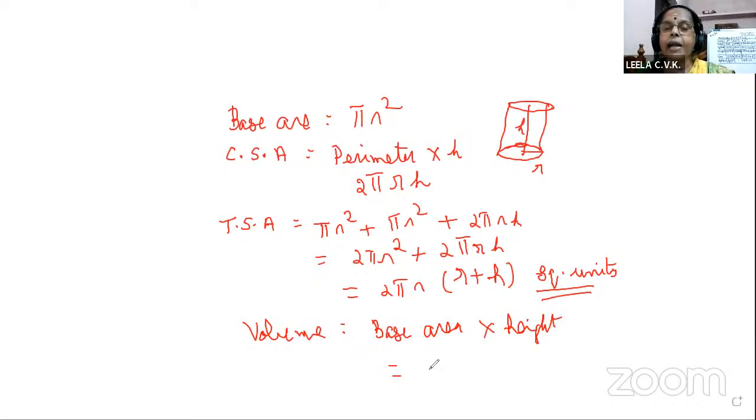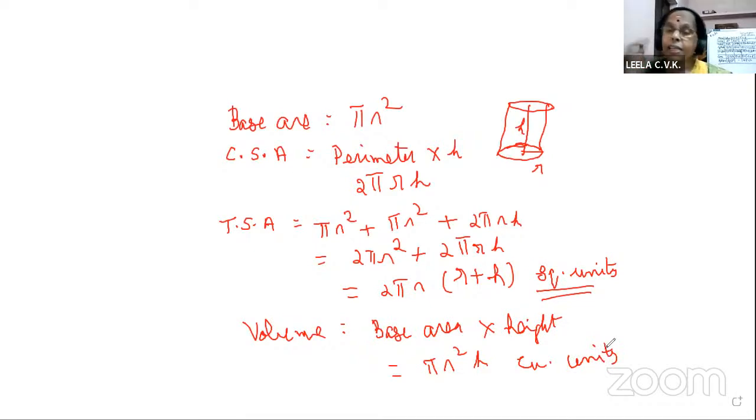So what is base area? Pi r square. Pi r square into h. So pi r square into h is the volume formula, and the unit is what? Cubic units, or unit cube. Cubic units: meter cube, centimeter cube, etc.